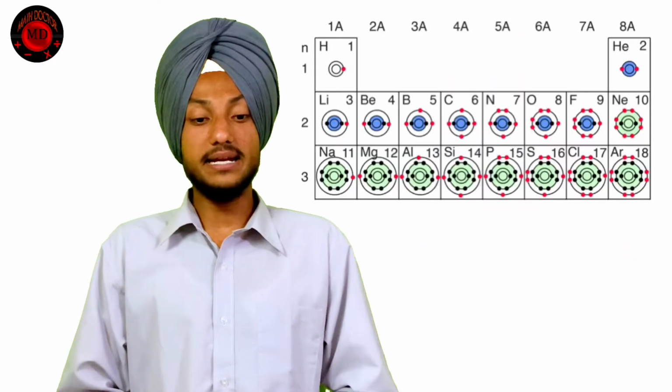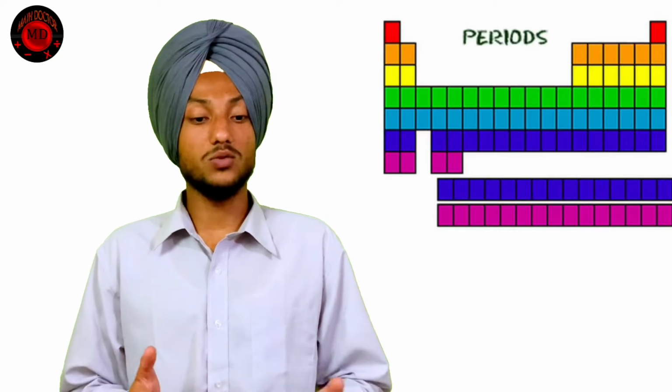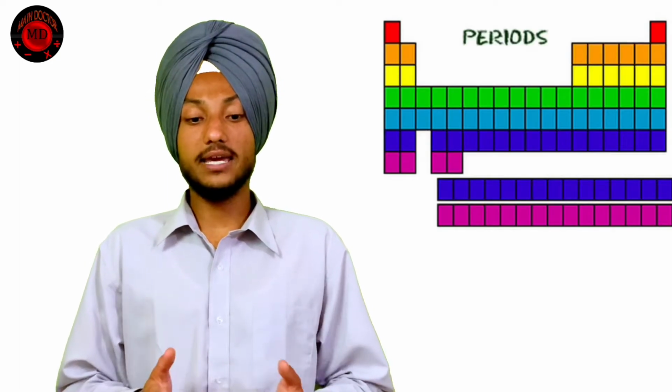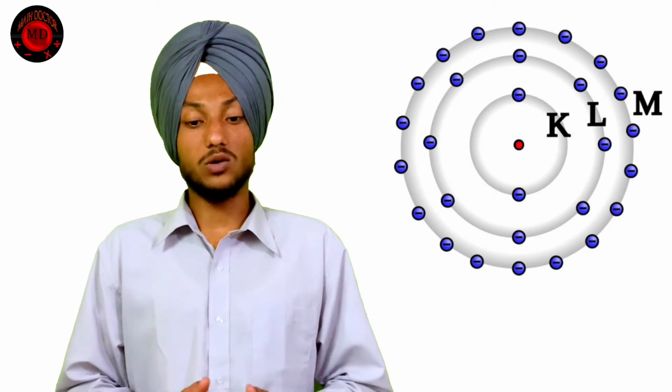The number of elements in a period is fixed by the maximum number of electrons which can be accommodated in the various shells of an atom. For example, the first period has 2 elements because the first shell or K shell of an atom can take a maximum of 2 electrons only.